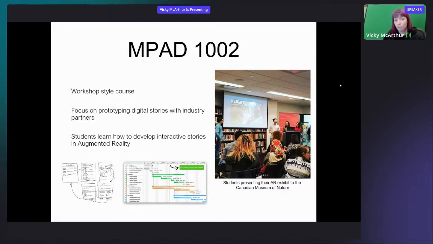And this is more of a workshop style course. So the focus here is on prototyping digital stories, usually with industry partners. In the past, we've partnered with the Canadian Museum of Nature, and we've also partnered with the Science and Technology Museum for this project. So here students learn how to develop interactive stories using augmented reality.